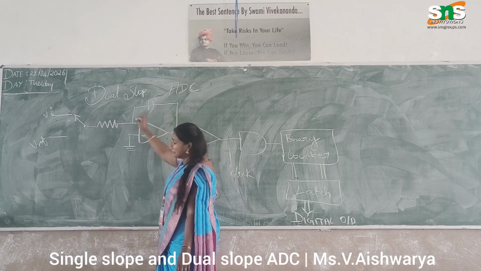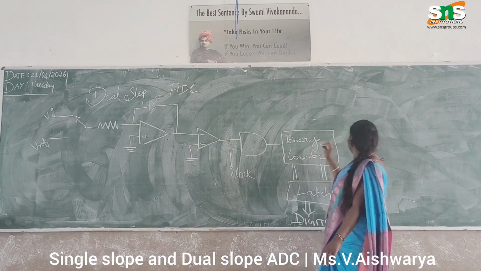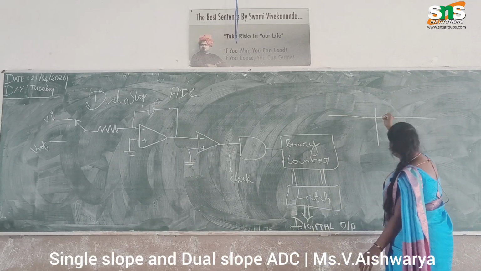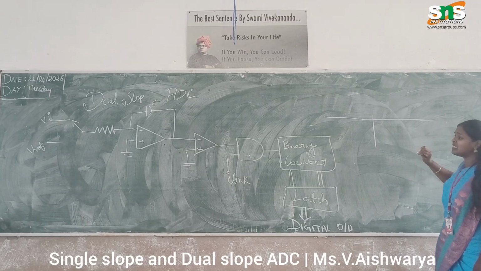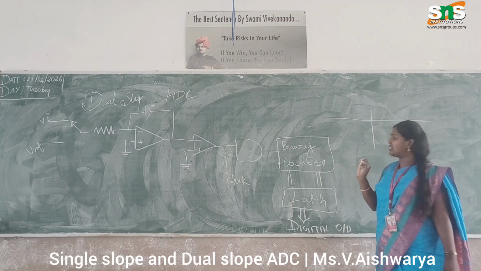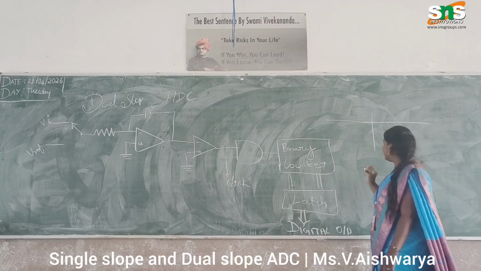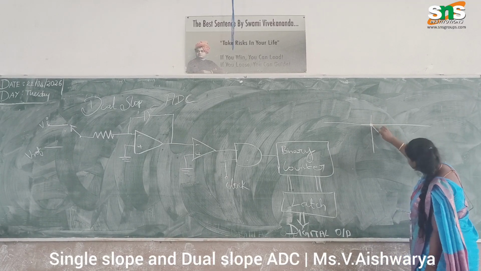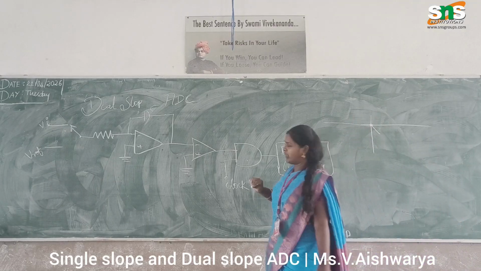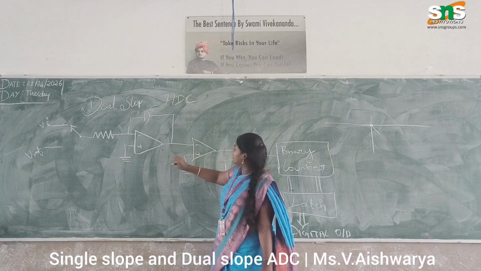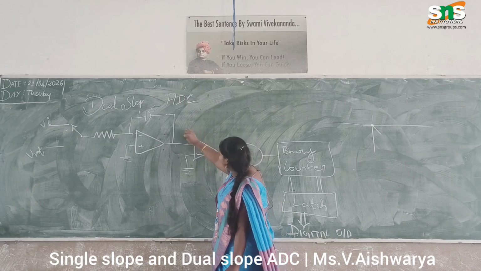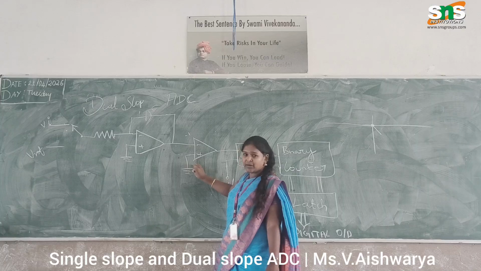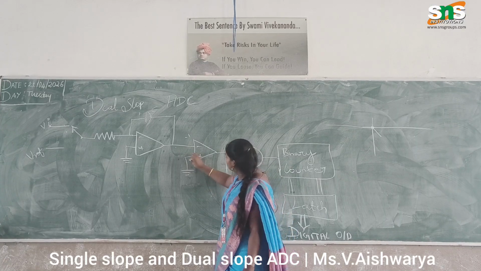The integrator will integrate that input value. The output of the integrator is minus 1 by RC integral of V dt. At this time the integrator starts the integration towards the negative side. That minus signal is given to this comparator, and the non-inverting terminal is grounded here, so that signal is 0.